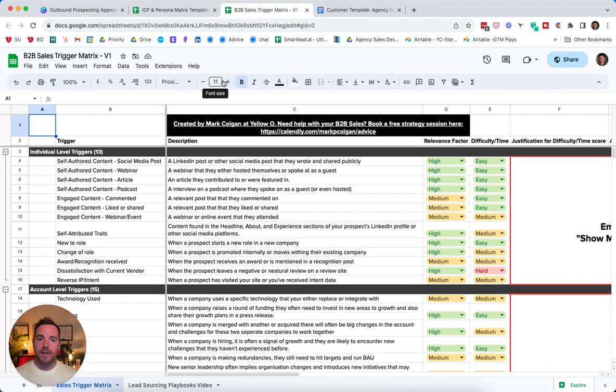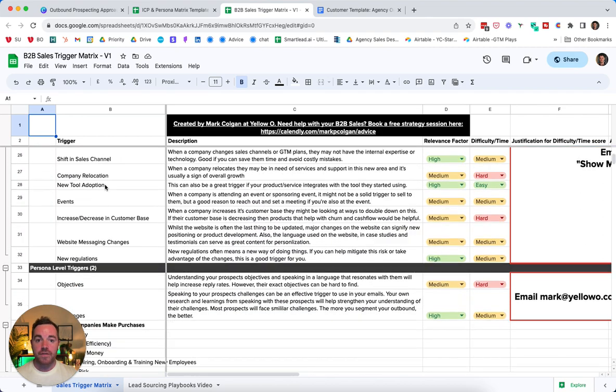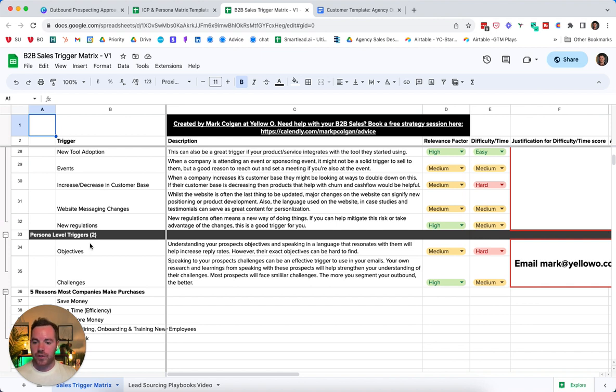Another thing that I work through with all of my customers is identifying what are those best triggers to use to launch your outreach, to send that relevant message. As you can see, there's individual triggers and there's also account level triggers as well. And failing those individual and account level triggers, you've also got the persona level triggers. So these are the objectives and the challenges that these prospects have in their role.